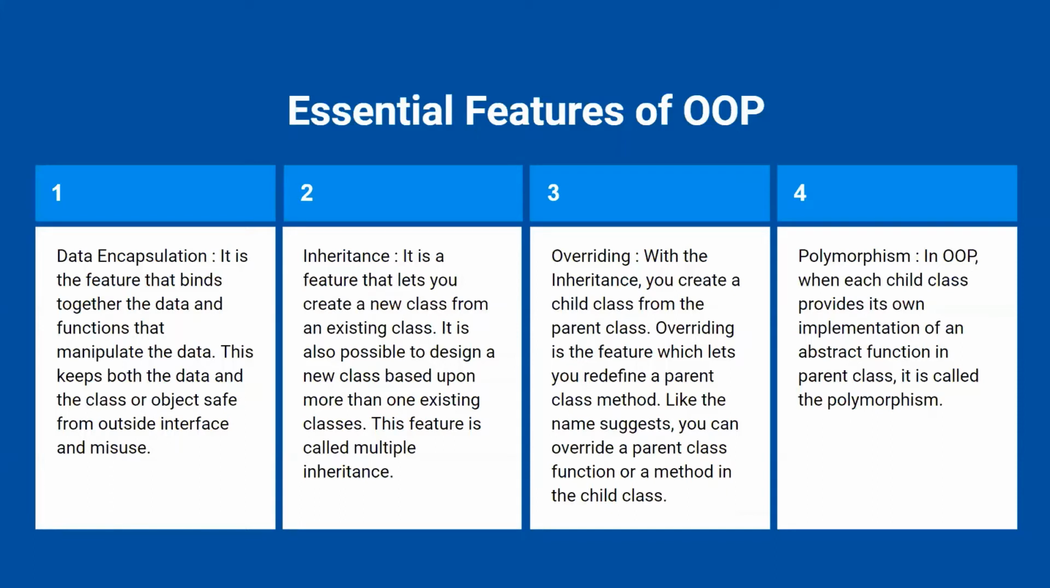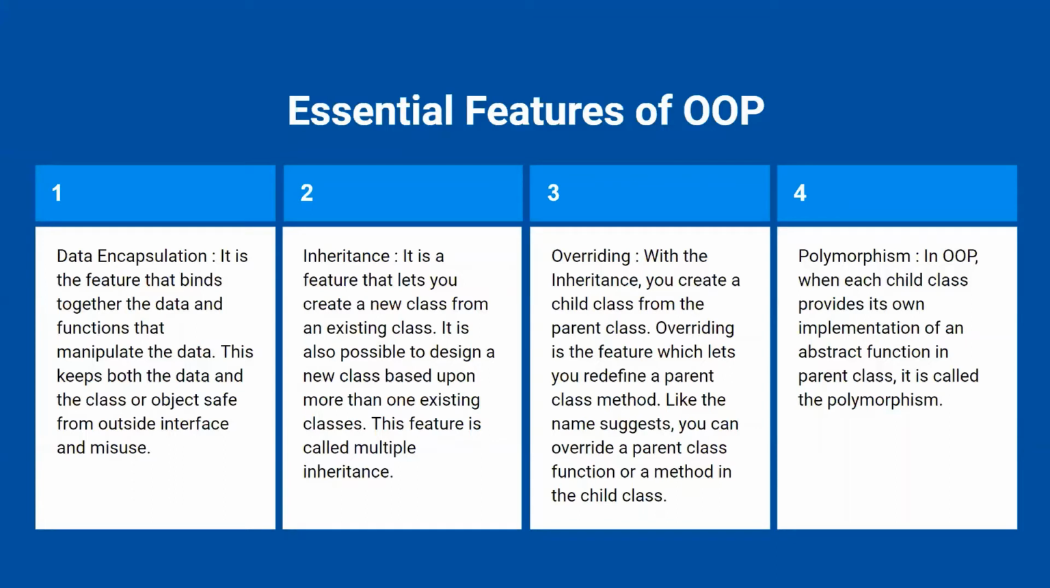Second, we have inheritance. It is the feature that lets you create a new class from an existing class. It is also possible to design a new class based upon more than one existing class. This feature is known as multiple inheritance. In inheritance, I mean that suppose you have a class, and you create a second class which extracts the features of the first class. That first class is known as the parent class, and the class that extracts the features and the methods or functions from the parent class is known as the base class or the child class.